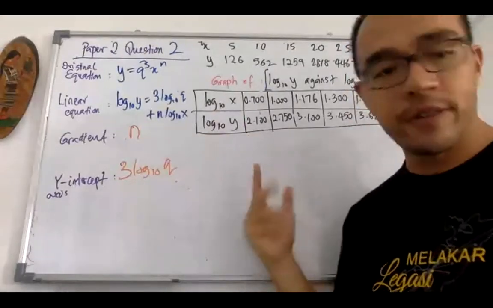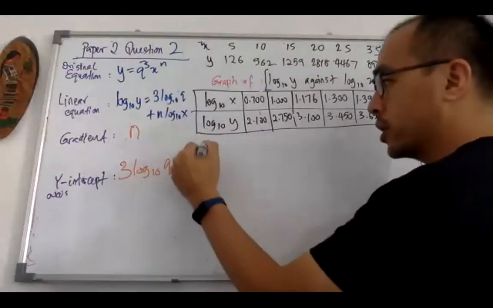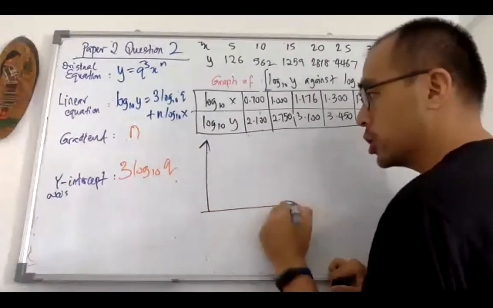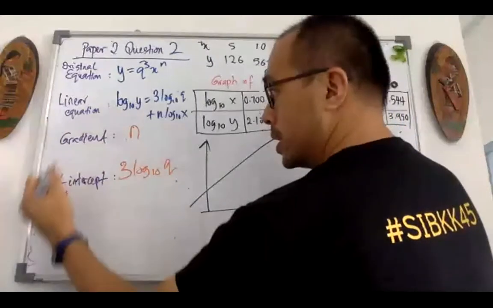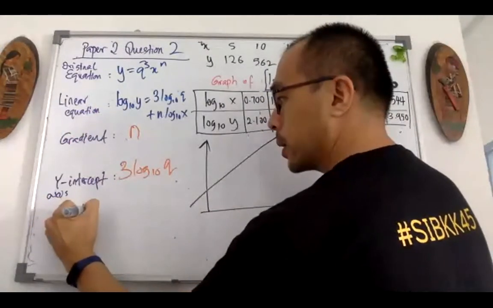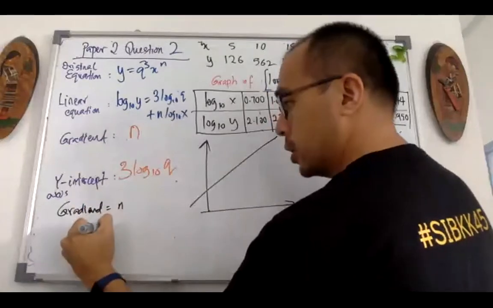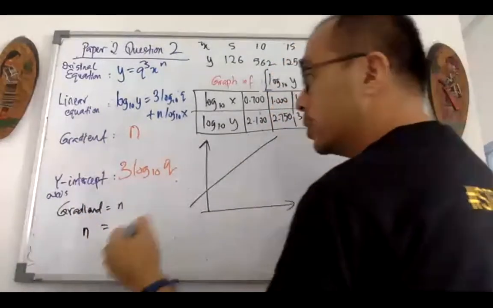I'm not going to draw the graph over here because there's no point. I'm going to show you the shape. So your shape should look something like this. Since we know from early on that the gradient equals n, go ahead, calculate the gradient for me. Okay, n equals how much?